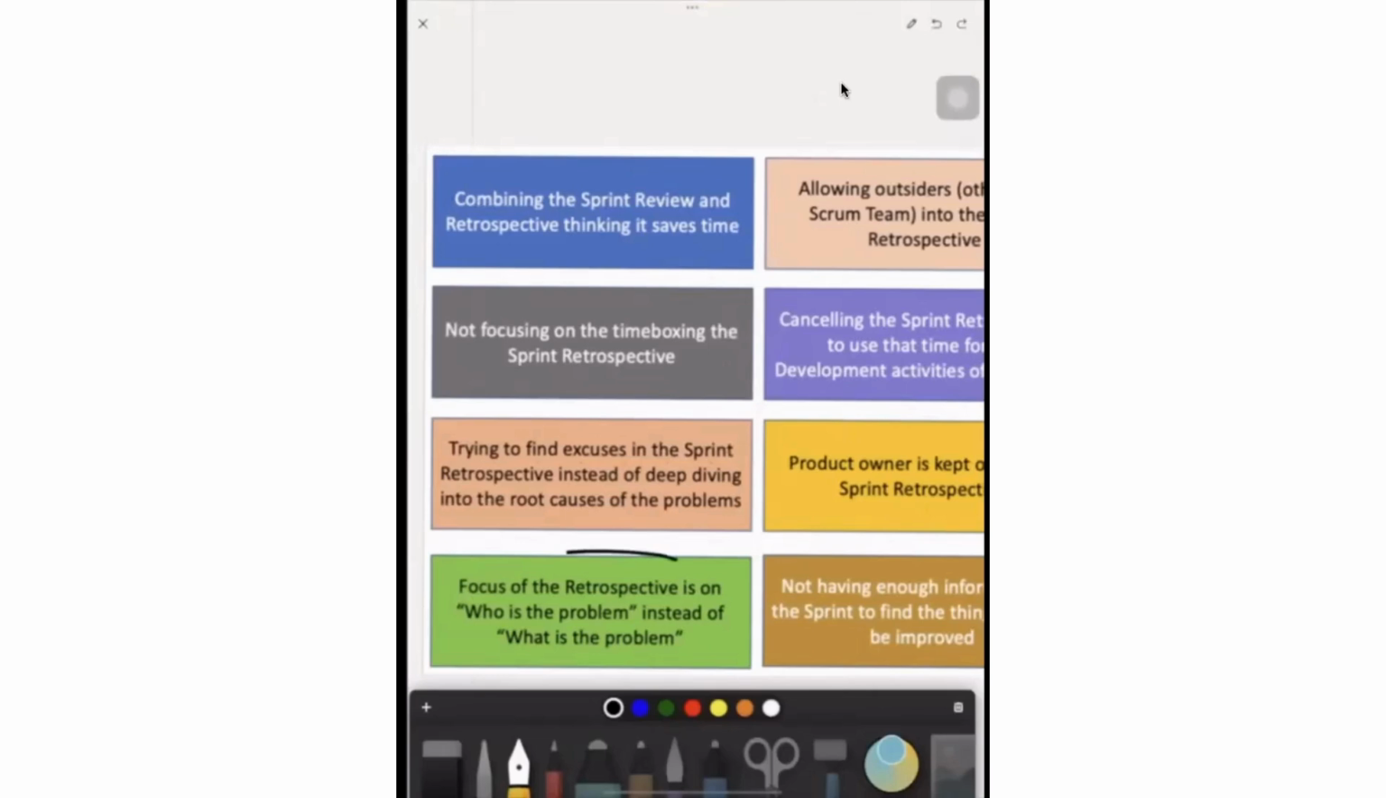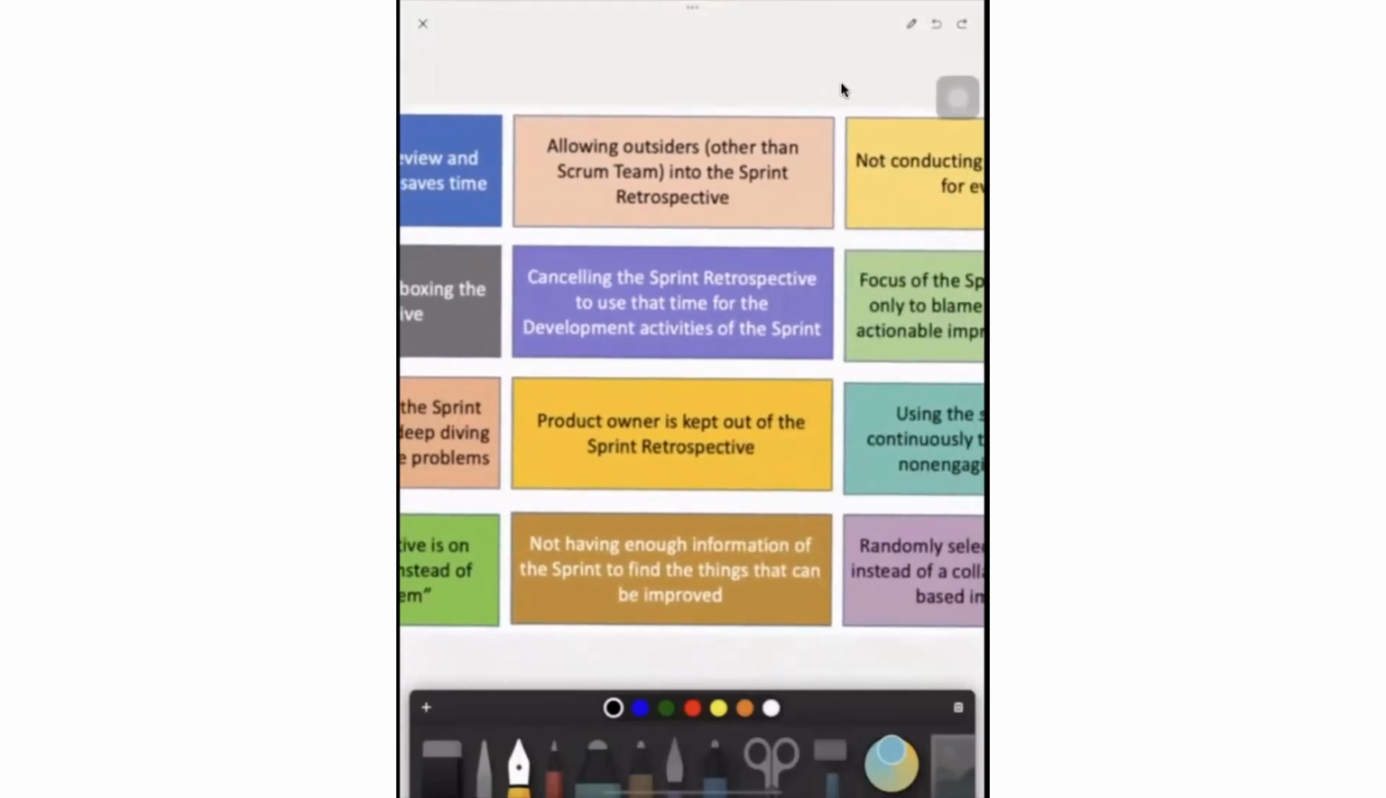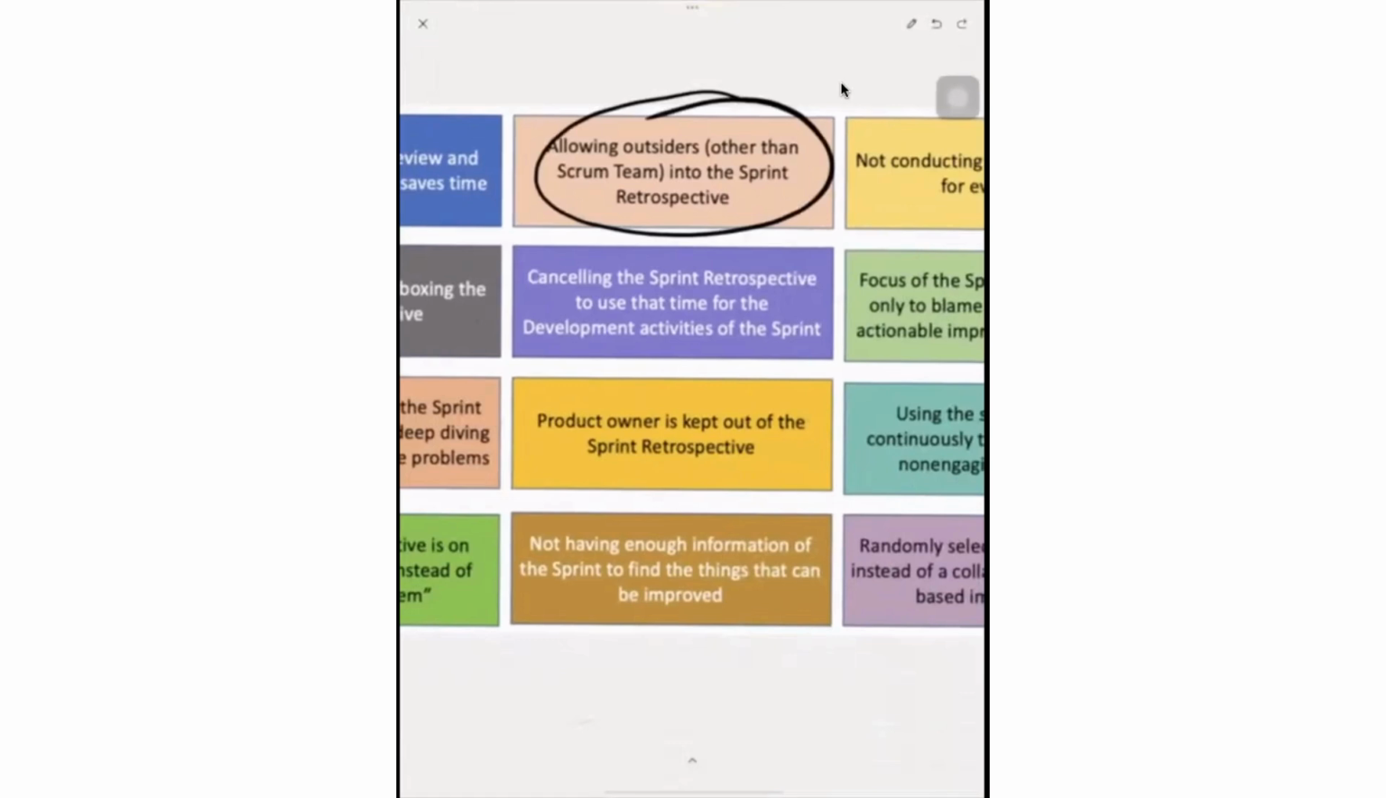Another anti-pattern is focusing the retrospective on who is the problem instead of what is the problem. It loses psychological safety. The more you point fingers at one or two people in the team, the less psychologically safe they feel, so it is not a good idea. And allowing outsiders other than the Scrum team leads to a lack of openness, and people cannot talk openly. The retrospective is a private meeting of the Scrum team.